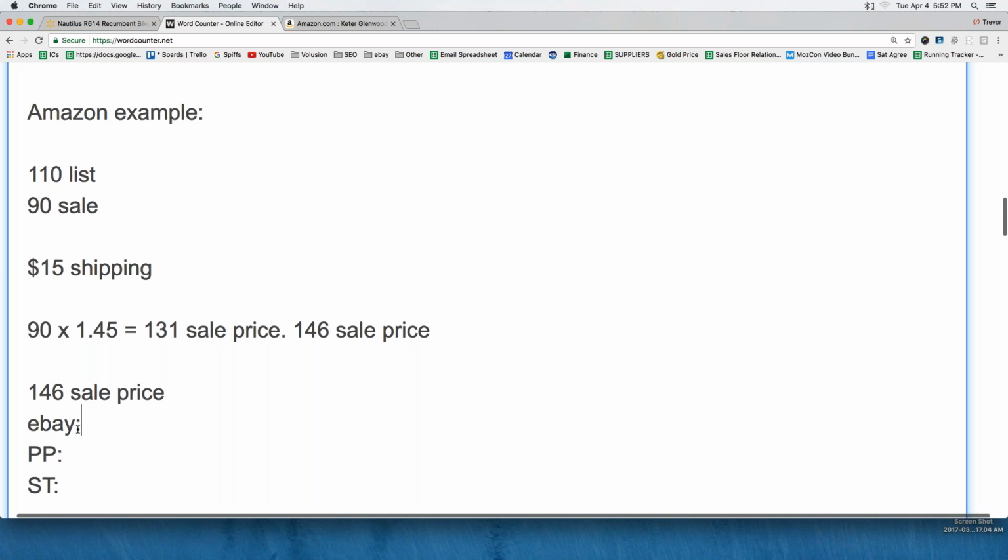Okay, eBay is easy. That's 10%, right? So 0.10, multiply that by 146, which is my sale price. eBay fees are going to be $14.60, right? PayPal, 146, multiply that by 0.03. That's 3%. I could have done the 0.029, but let's do the 0.03 for 3%. That's roughly $4.50. Okay.